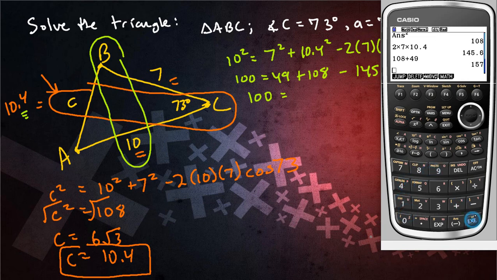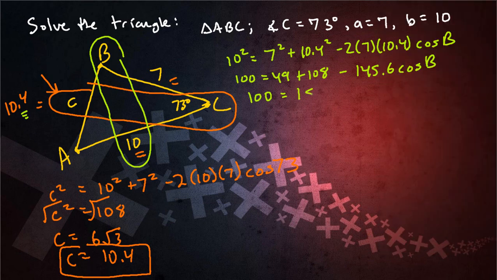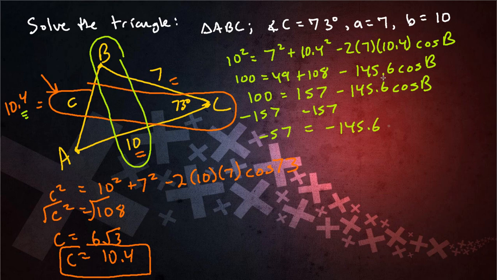A lot of calculator work. 157. And now, don't combine those. You can't. Those are not like terms. I can subtract the 157 though. So get negative 57 equals negative 145.6 cosine B.